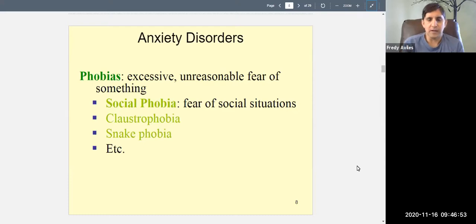Like social phobia, fear of social situations. People who have a social phobia are so afraid of going out in public that they won't leave their house. They won't go to work. They won't go to school. They won't go anywhere. They are so afraid of social situations. That is excessive. That is unreasonable. That's causing problems in your life.